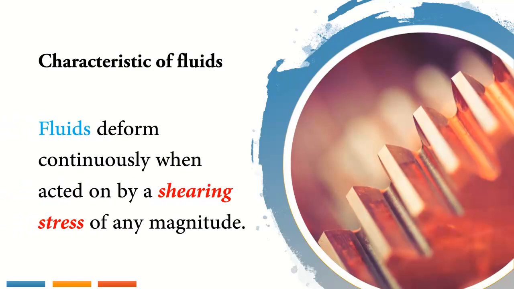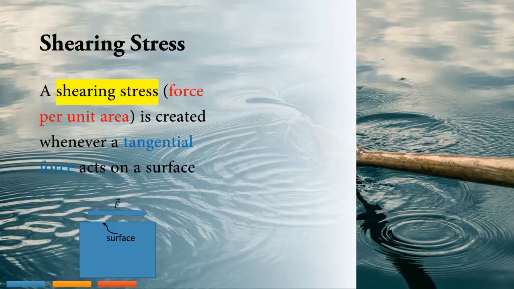One of the characteristics of fluid is that it deforms continuously when acted on by a shearing stress of any magnitude. What is shearing stress? A shearing stress, force per unit area, is created whenever a tangential force acts on a surface. An example of this is when you paddle into the water.